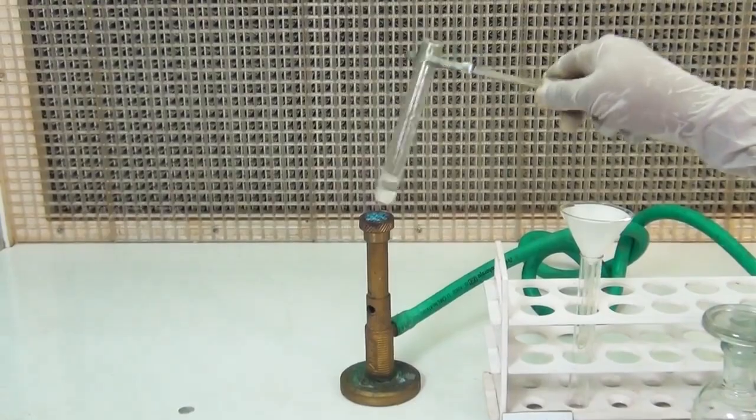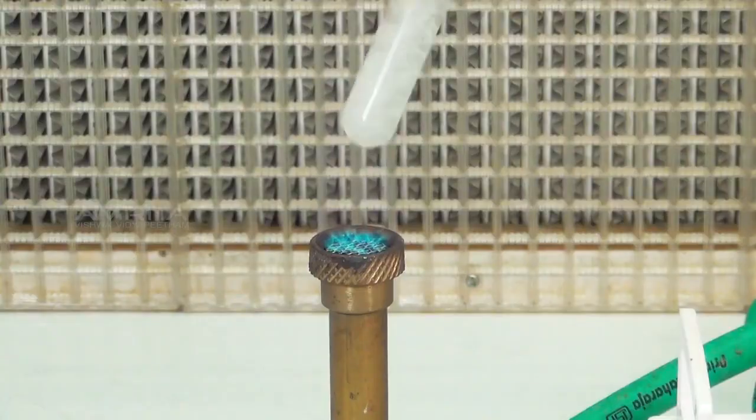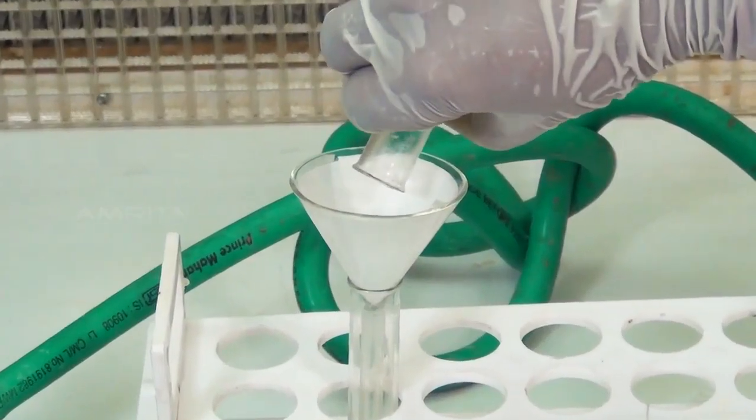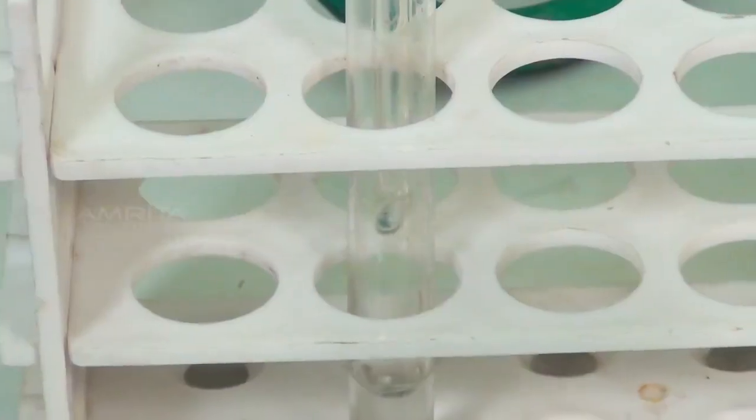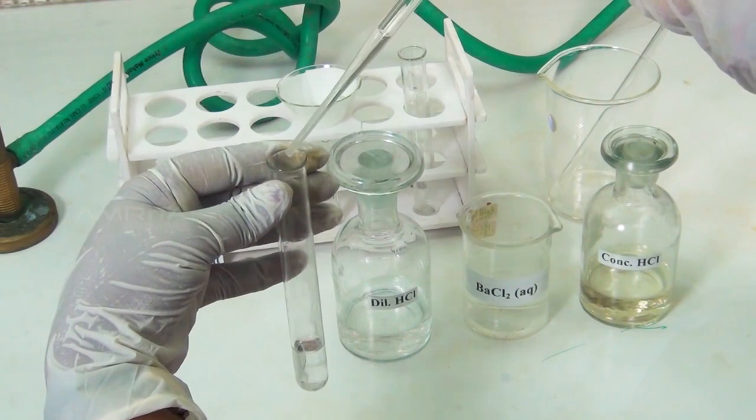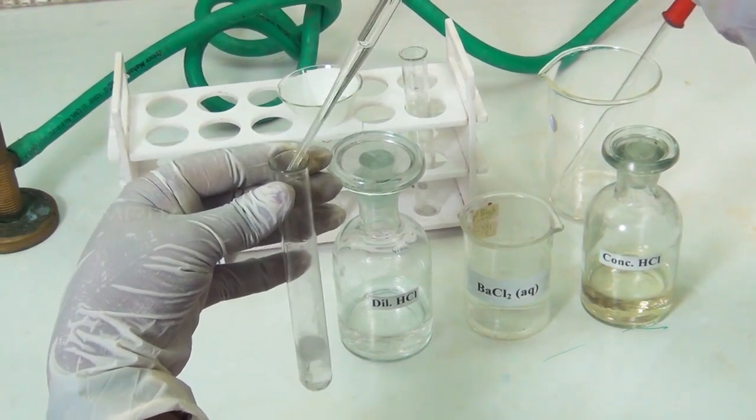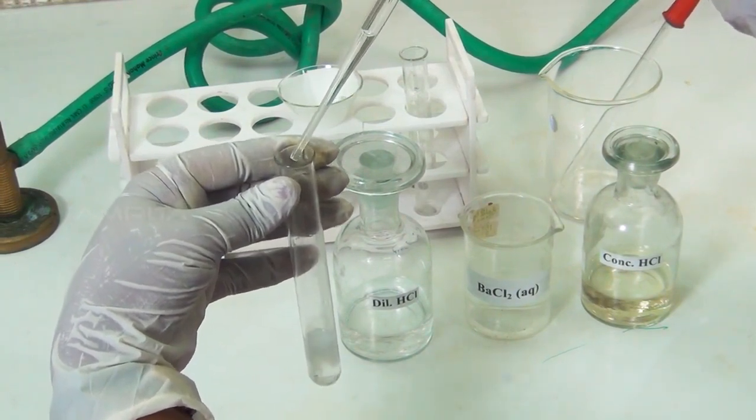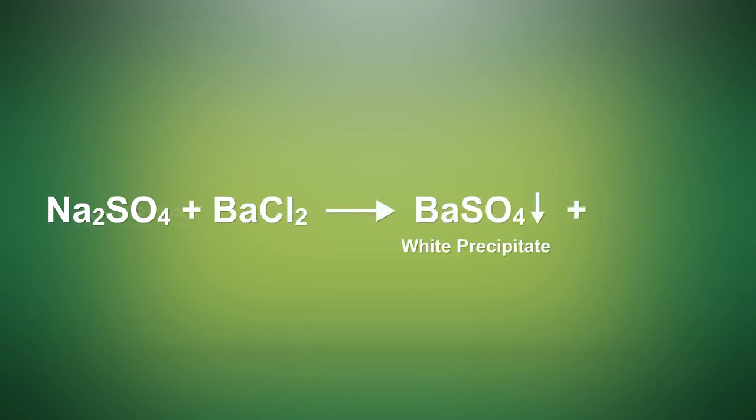Boil the contents of the test tube over the Bunsen burner. Now, filter the content into another test tube using the funnel and the filter paper. To the filtrate, add a few drops of barium chloride solution using a dropper. Sulphate reacts with barium chloride to form a white precipitate of barium sulphate.